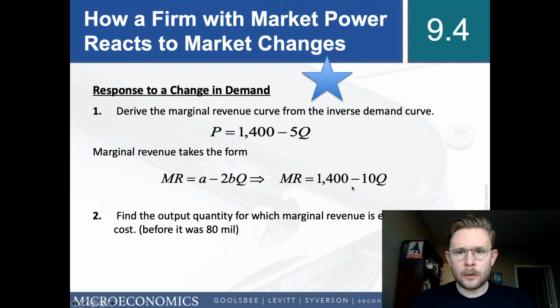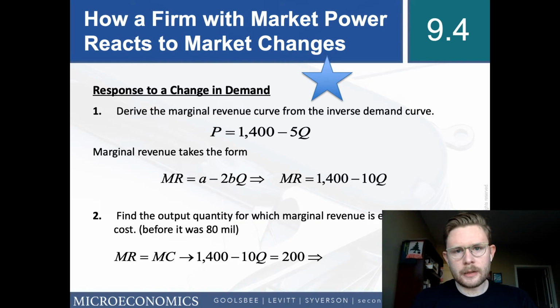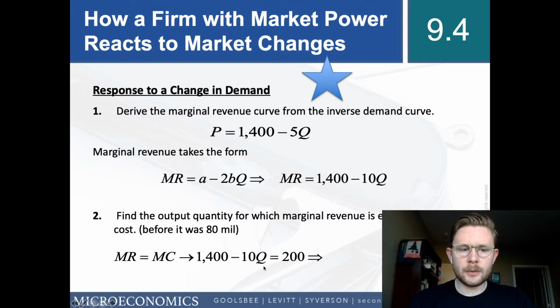We want to find the output quantity. How do we do that? Always, no matter whether we're talking about a monopoly or perfectly competitive industry, we set marginal revenue equal to marginal cost. So we have this marginal revenue equal to 200. That's our marginal cost. You solve for Q, you should get 1.2. We're dealing in millions of units here, so 1.2 million units.